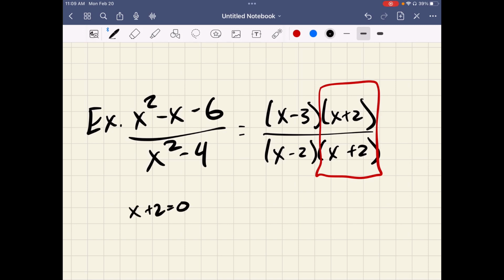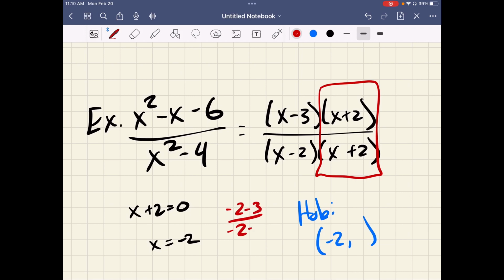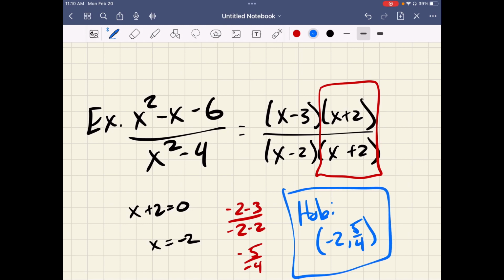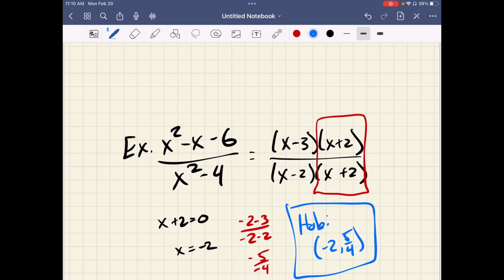Set that equal to 0, solve that for x, and find that my hole, the x value, is at x equals negative 2. All right, so if I know my x value is negative 2, I can then use this to plug it in for both of these x's. Okay, we'll do a little side work over here. So I have negative 2 minus 3 over negative 2 minus 2. So what we get here is negative 5 over negative 4, which would be just a positive 5 over 4. So that would be my hole or discontinuity for this particular example.